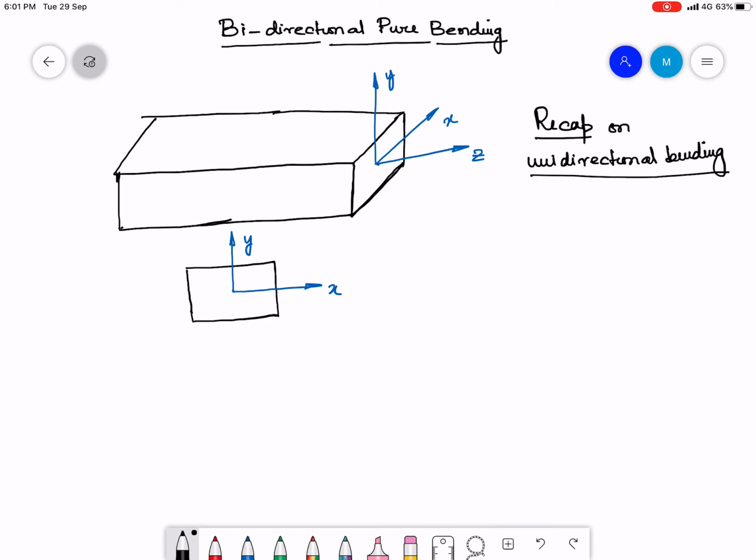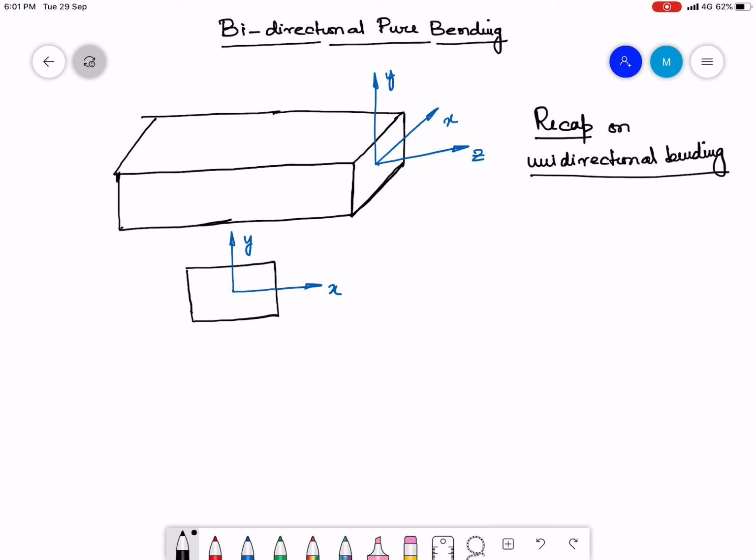Okay, so let us consider the beam that I have drawn here. So x and y axis are the in-plane or the cross-sectional plane axis, whereas z axis is the axis parallel to the length of the beam. I have taken a rectangular cross section just for the ease of drawing, but the theory of unidirectional bending, as you might appreciate, applies to any arbitrary cross section and need not be a rectangular cross section.